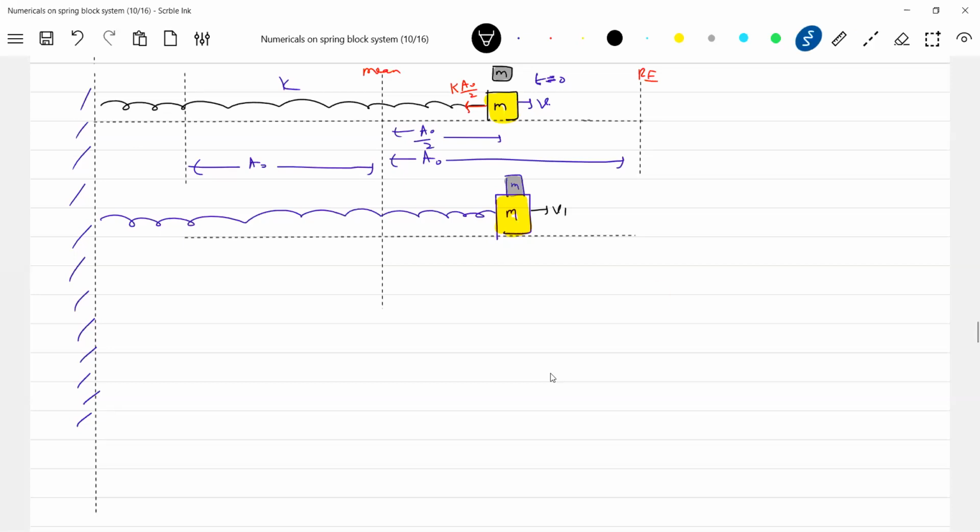So there's a situation we have. Will the spring force change? No, it will be the same as it is. How much? k A naught by 2 only. The velocity will change, so applying conservation of momentum. Can we calculate v? Omega naught times root of A naught square minus the displacement, A naught by 2, whole square.